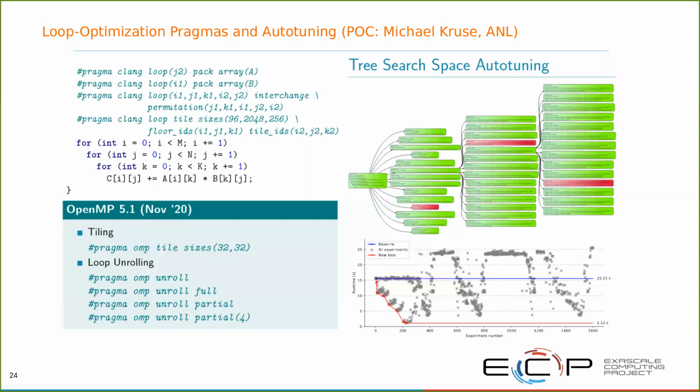And you can see here that as you search through the space, you will find sets of pragmas which are significantly better than the default set, and allow you to actually use this kind of technology to really tune codes for optimal performance.